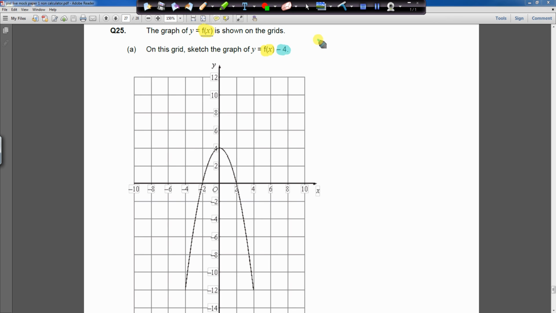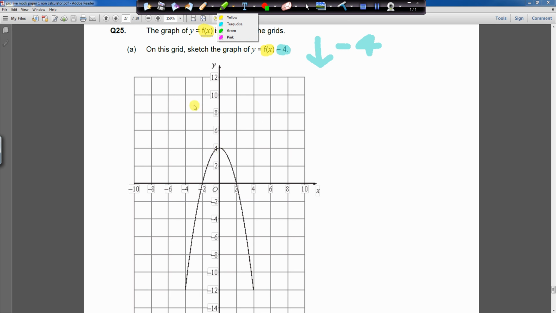So the minus 4 indicates that the whole graph has to be moved down by 4 places. And that is as simple as we can get this question to be. So we need to literally get each point and move it down by 4. So let's have a go over here.